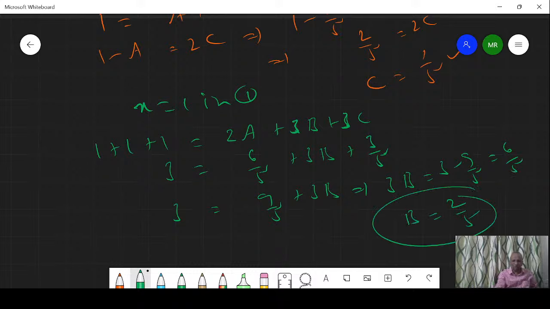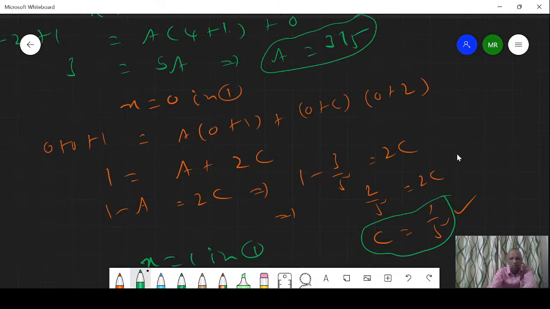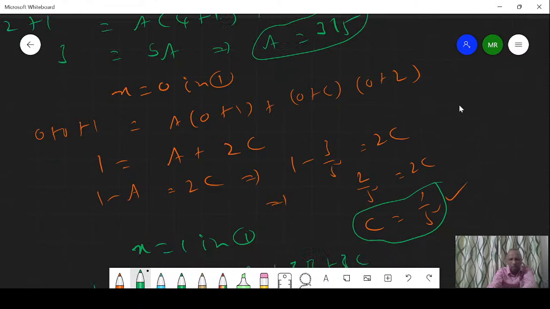I can find the values like this. We got c equal to 1 by 5, b is equal to 2 by 5, and a is equal to 3 by 5.